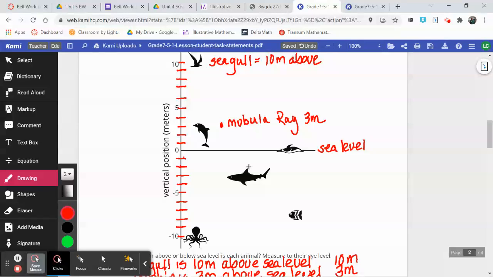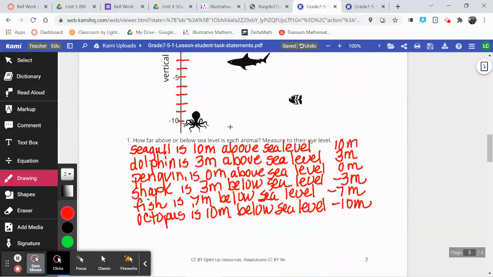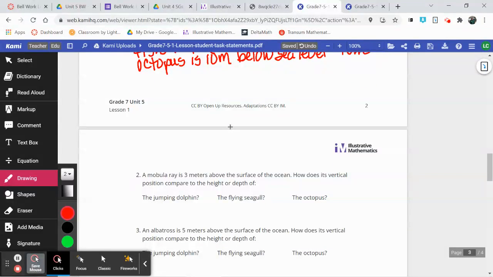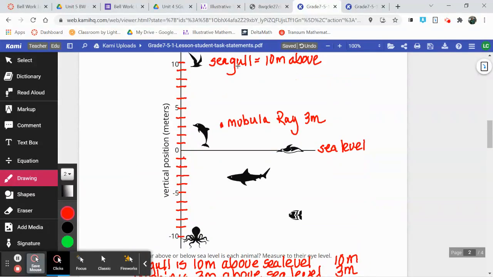All right, so how does that compare with the dolphin? How is he above or below the dolphin? He's in the same place. So that means he is 0 meters above the dolphin, correct? Now it's asking how many meters above or below the flying seagull this ray is. Well, he is below the seagull by how much? We'll start where the seagull is. 1, 2, 3, 4, 5, 6, 7. So he is 7 meters below the seagull.